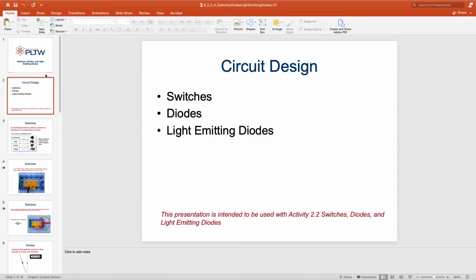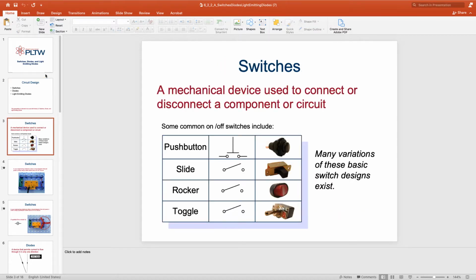So in this PowerPoint, we are going to talk about switches, diodes, and light emitting diodes. This is intended to use with the PLTW Activity 2.2 for Magic of Electrons. So we have 4 types of mechanical switches. A switch is just a mechanical device used to connect or disconnect a component or a circuit.